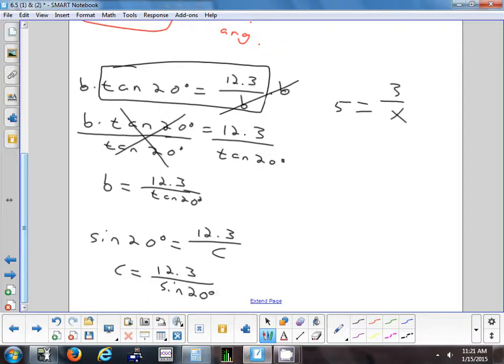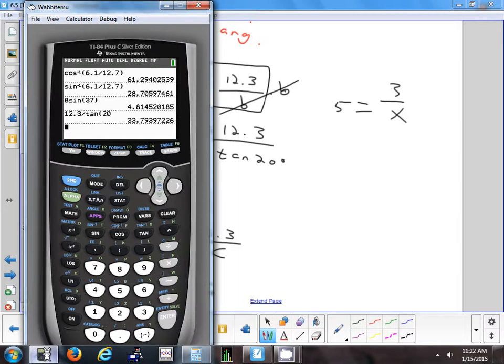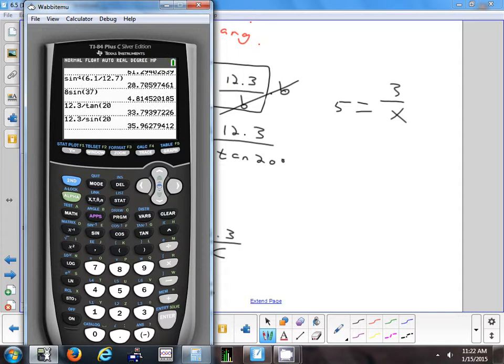And in a lot of these problems, when you solve them, the steps are the same. So I can reuse what I just had on my calculator if I know how to bring back up the last thing I typed in and just change tangent to sine. I'm not sure if that's quicker than just typing it in from scratch, but if you want, you can do it that way. So we get a side that's a little bit bigger, 35.963.